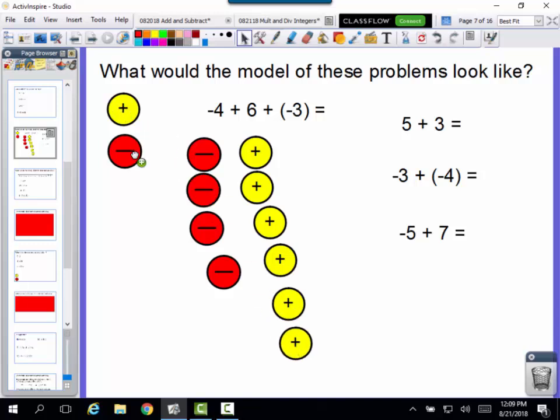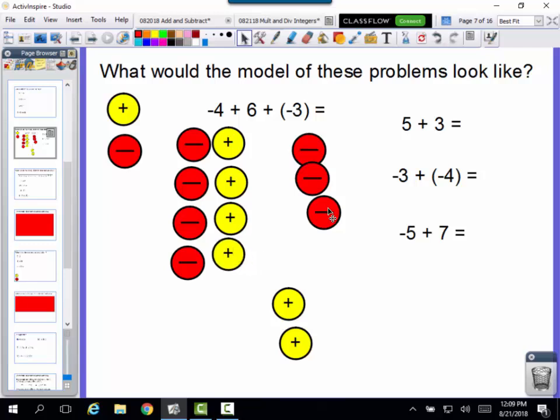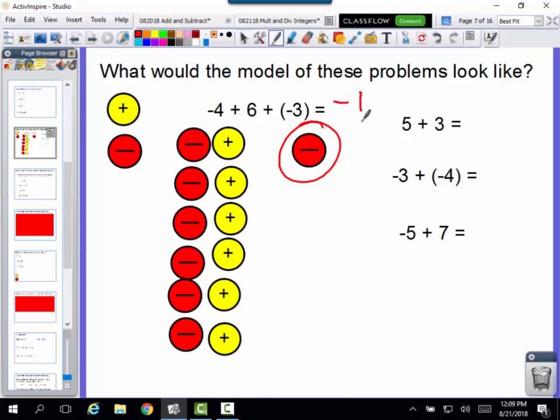And I've got 3 more negatives. Well, if we were to pair everything up into 0 pairs, we find out all of this right here is nothing but 0. So what do we have left? We have this one negative left to make negative 1. And that's how we add integers together.